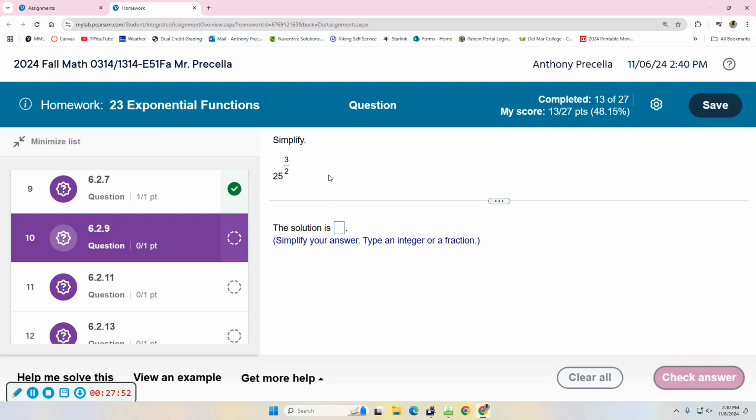25 to the 3/2 power. It's not a hard problem, but if you don't know what that 3/2 is or how to work with it, it's darn near impossible. I'm going to do this the way we've been doing it.